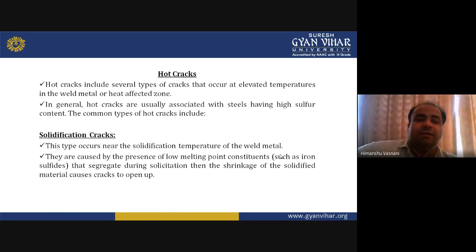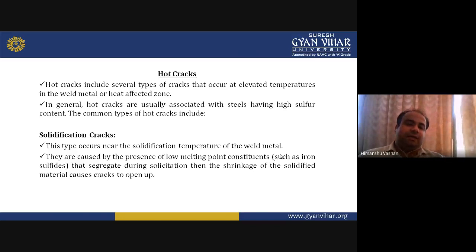That means that during the cooling process, if we are using a low melting point material which has sulfides in it, and a kind of shrinkage takes place while cooling, then these kinds of cracks occur due to shrinkage, and it may lead to a discontinuity, right?